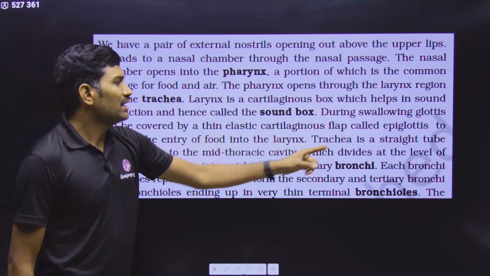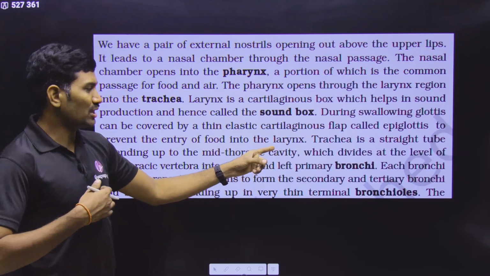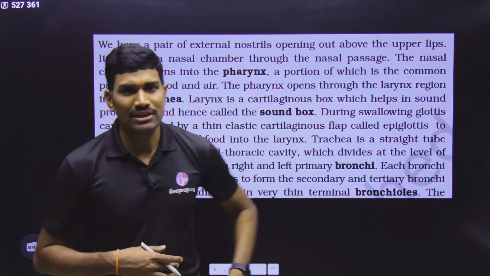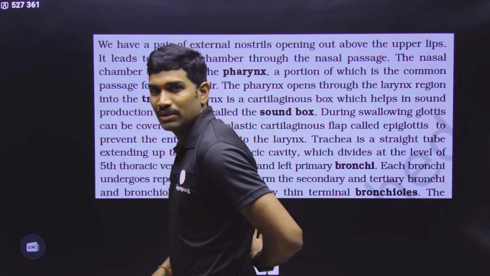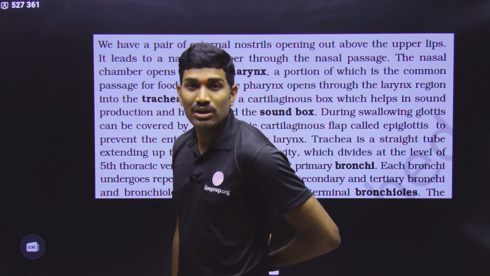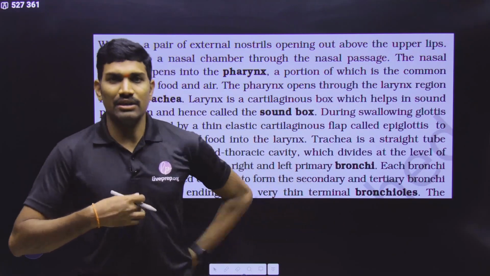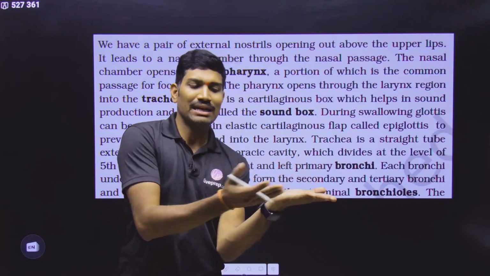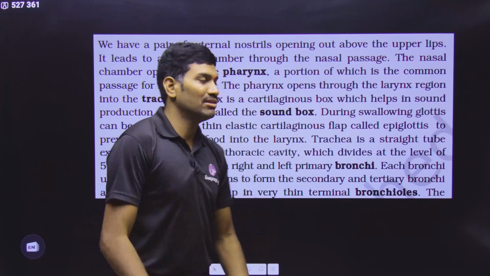Okay, next one. The trachea is a straight tube extending to the mid-thoracic cavity, the middle of the thoracic cavity, and it divides at the level of the fifth thoracic vertebra. From here to this particular part, these are the thoracic vertebrae. How many are present? 12 thoracic vertebrae are there. So at the level of the fifth thoracic vertebra, it undergoes branching. With respect to the thoracic vertebrae, they are comparing, and at that level it is undergoing branching.